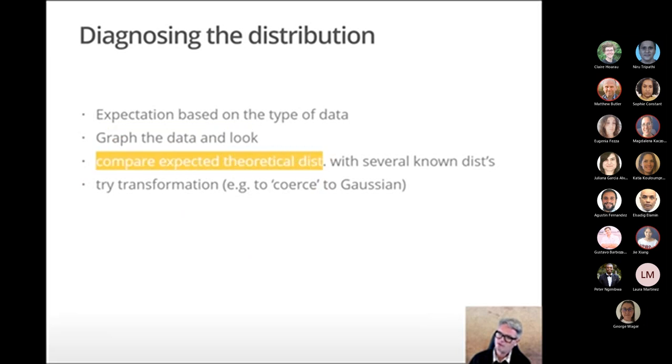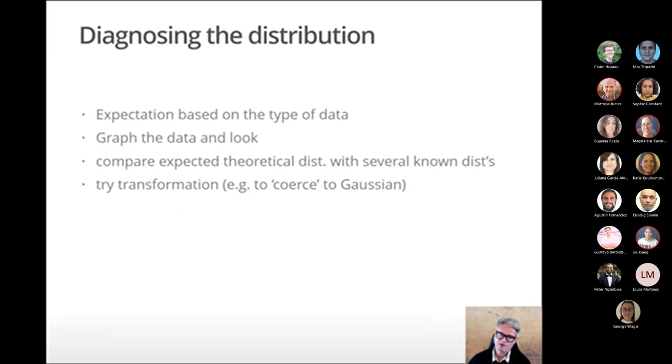So then we may do some sort of formal comparison between our residuals or our raw data, if it's appropriate, and some expected theoretical distributions. An example of this would be to use a QQ plot or to visualize a histogram with a line of a theoretical expectation of density. And we go through both of those in the bootcamp.